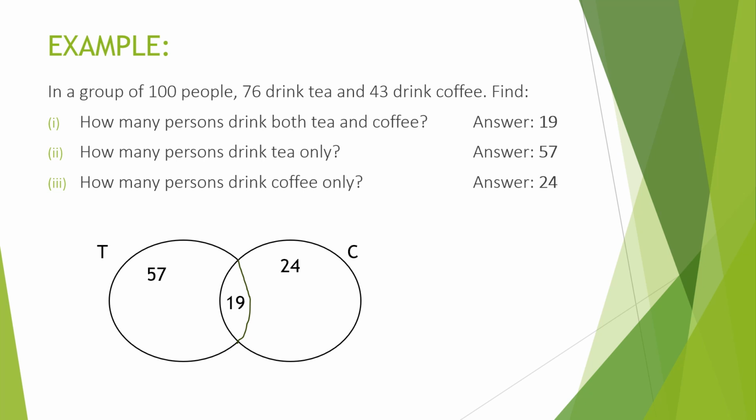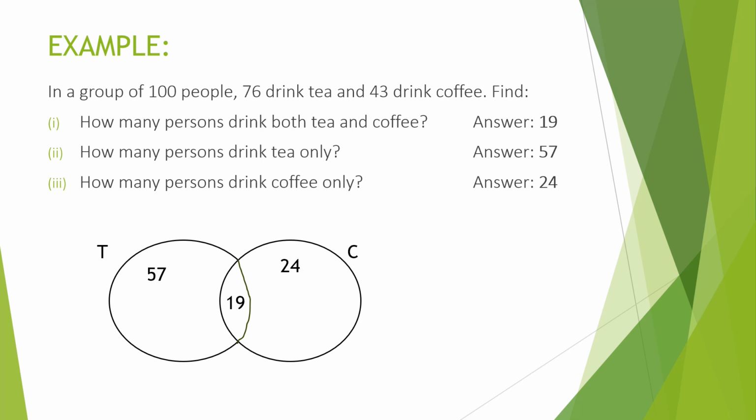So first of all, you have people drinking tea, let that be T, and the set of people drinking coffee, let that be C. So draw 2 circles. Now since you can have people who drink tea and coffee both, the circles will intersect and look as shown in the figure. So first of all, what is given to us is 76 people drink tea and 43 drink coffee. That means N of T is 76, N of C is 43. And the union total is 100.